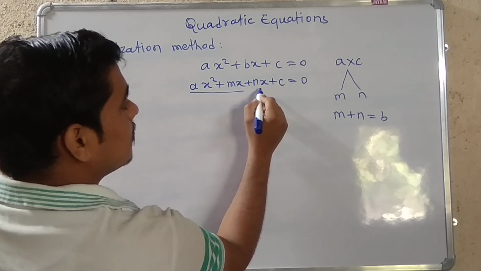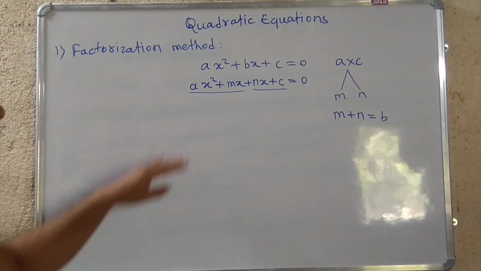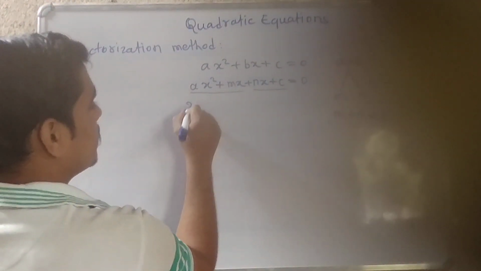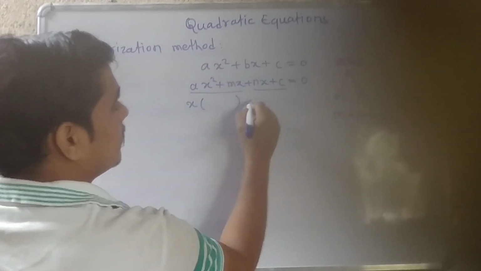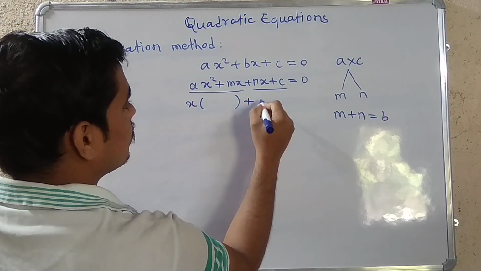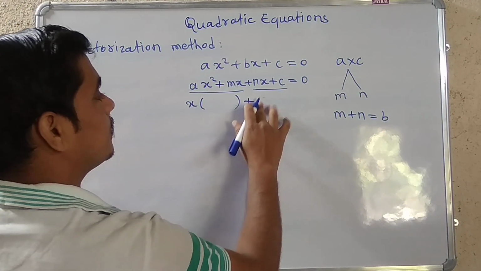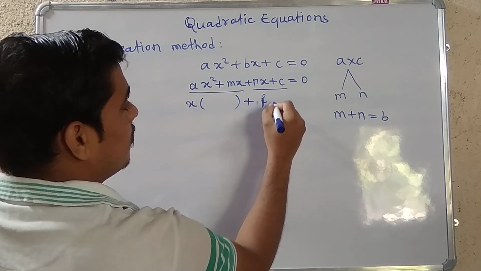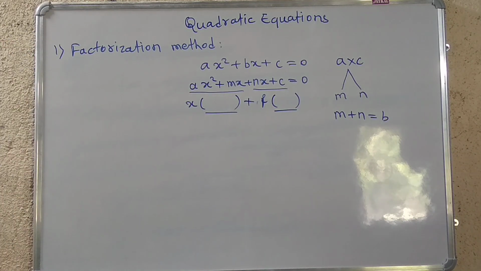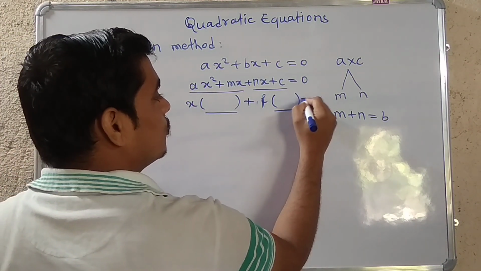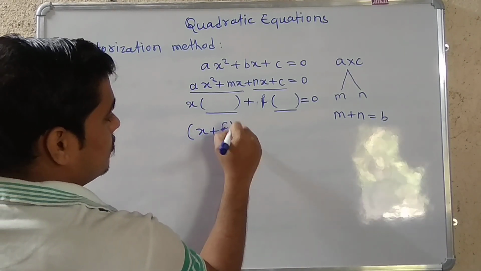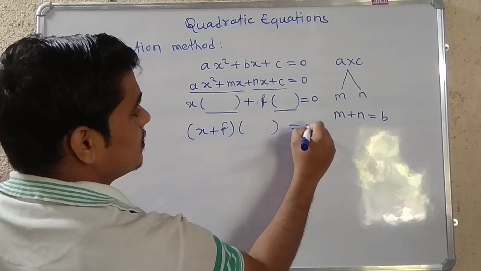So we will select them into a pair of two terms. Then we'll take something common, let's say x into the bracket, plus some another value, not c but a different letter, let's say f, into the same bracket. Now this bracket and this bracket are of equal value, they are the same in both the terms, and hence we will write (x plus f) into this term, that is equal to 0.